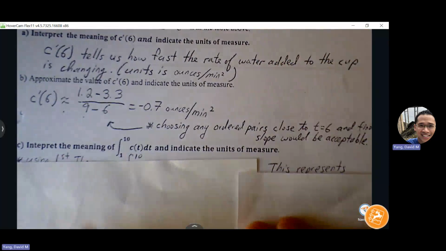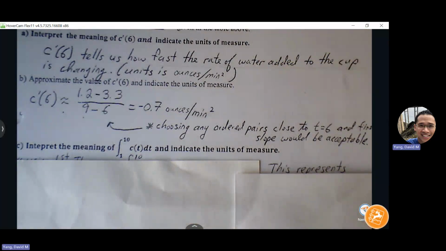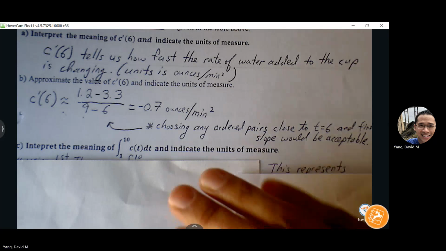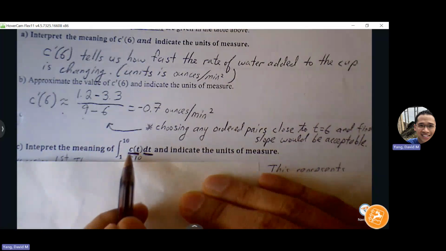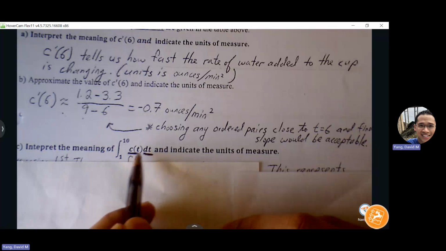Okay, interpret the meaning of the integral of C of t dt and indicate the unit of measure. So here, what's the unit of measure for C of t? Ounces per minute. And I think this is where students struggle. When they see ounces per minute, they feel like they have to do something to ounces per minute, but something is changing, right? C of t is ounces per minute, but it's being multiplied by time.